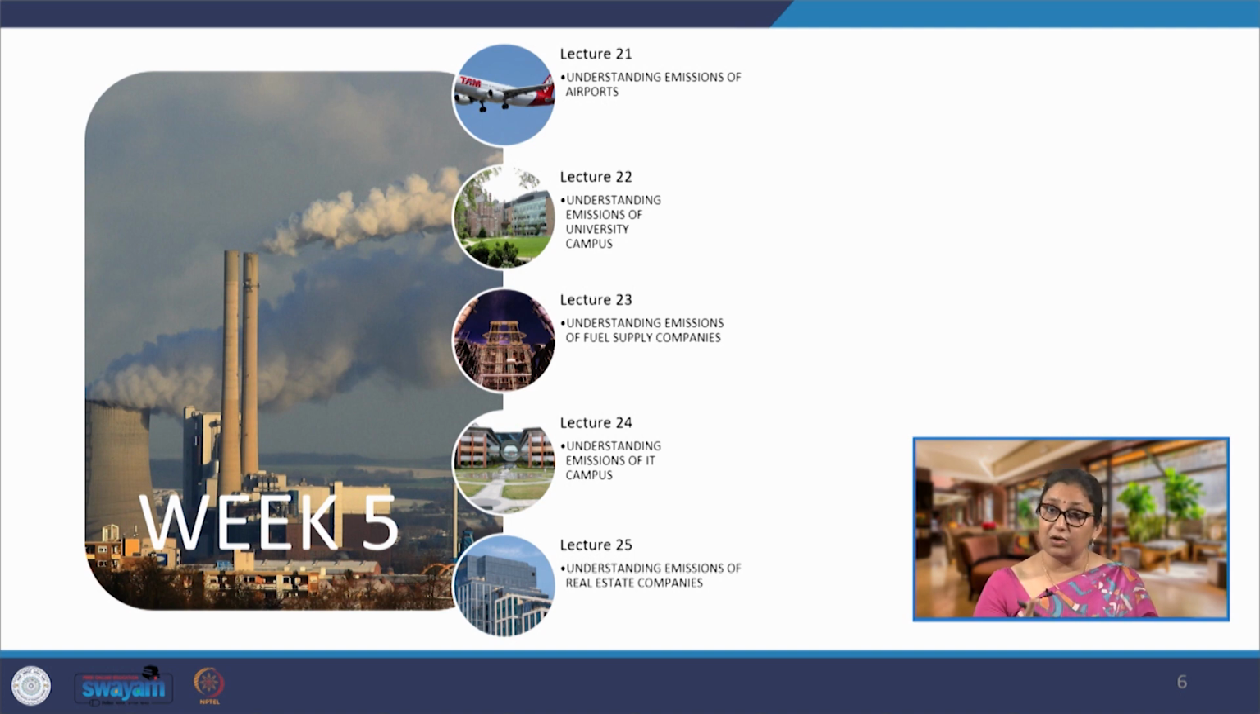In week 5, we looked at 5 examples of different types of businesses, companies. We looked at the example of airports, university campuses, then fuel supply companies, IT campus and real estate companies, 5 of them, trying to understand their emissions, scope 1, 2 and 3, and where buildings are placed in this entire calculation. How are these going to affect the carbon emissions from each of these industries, largely focusing on scope 2, is what we discussed in week 5.